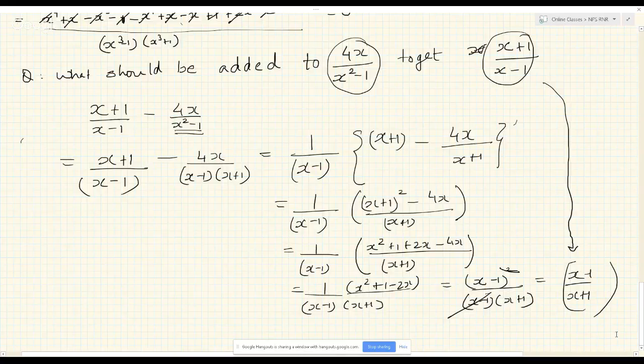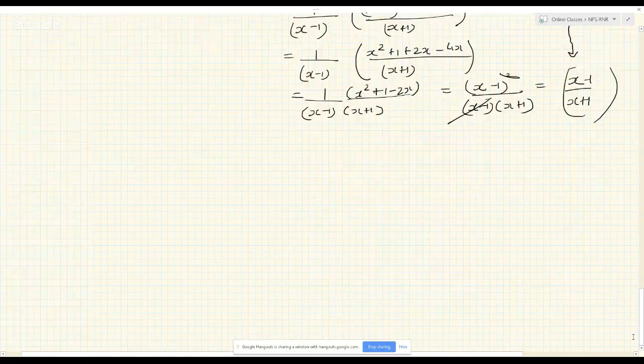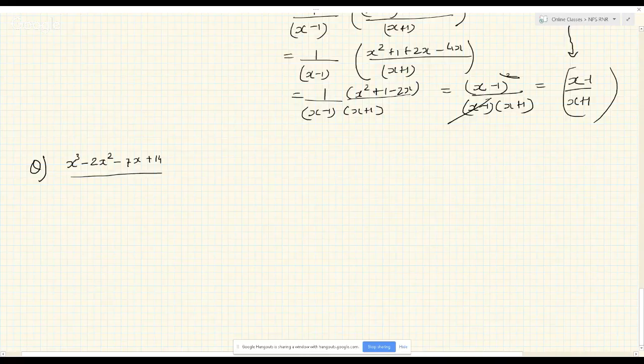Okay, so do this. The question is x cube minus 2x square minus 7x plus 14 divided by x square minus 5x minus 14. Yeah, do it. Solve, simplify.